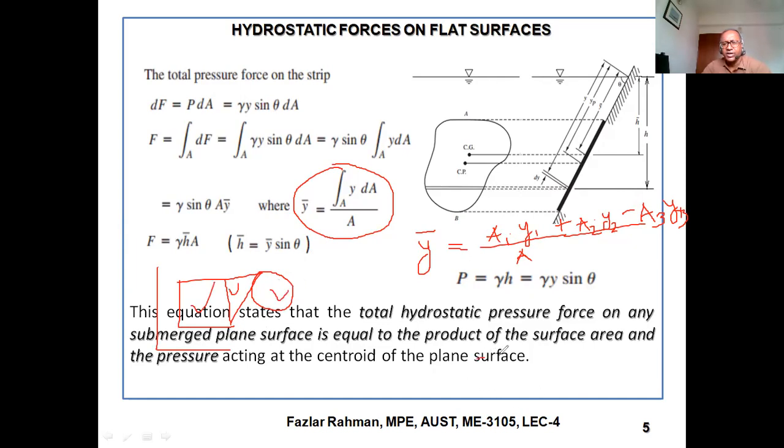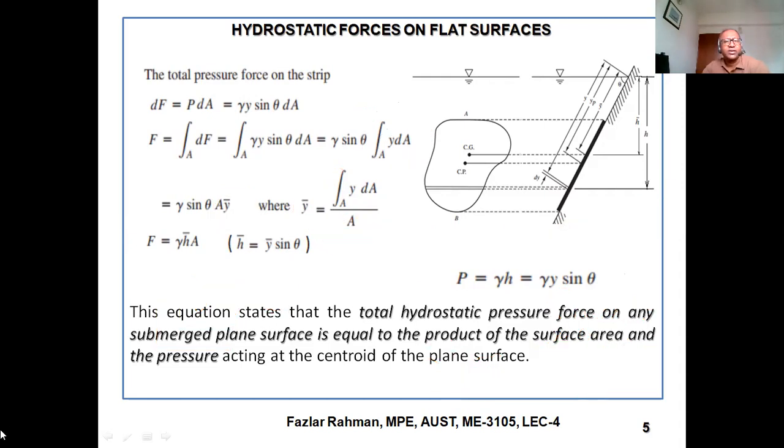Now, I can express this another way: y bar, instead of summation, by integration, y into dA divided by area. So I put that right over here. Now this y dA equals y bar into area. So they put it over here: gamma sine theta into A y bar. A very simple thing. Now you see this is our total pressure force. I can express it in terms of vertical height: y bar into sine theta equals h bar. So the formula is F equals gamma h bar A.